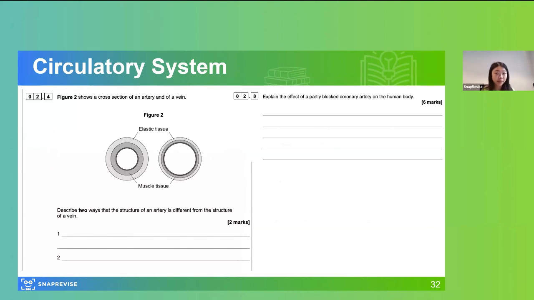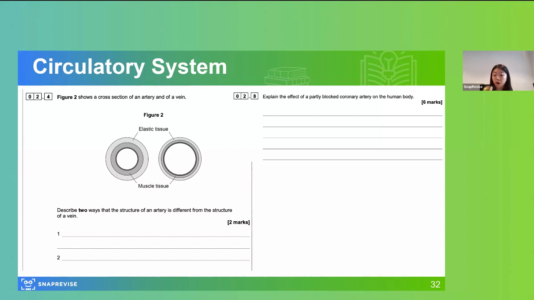The question I do want to look at mainly is the 6 marker on the right. Explain the effect of a partly blocked coronary artery on the human body. With this question, I will say it is extremely difficult. Even I found it slightly difficult to do, but we'll go through it. When it's asking you to explain a partly blocked coronary artery on the human body, it's about how it affects the whole human body.